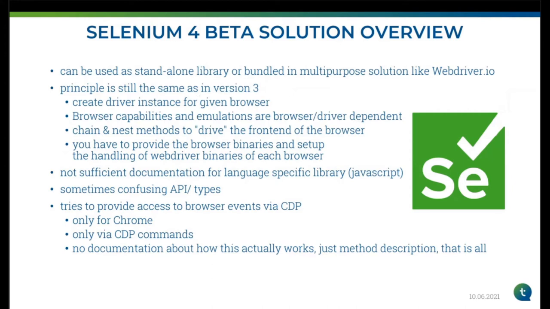Selenium. Everyone knows Selenium, so very, very quickly: I used the Selenium beta library for this workshop. However, the principle is the same. You create a driver instance for the browser, you set up some capabilities or emulation if you need, and then you chain and nest methods to drive the front end of the browser to do what you want. And you need to set up the browser binary, set up the web drivers, and so on. What I would point out, comparing to Cypress or Playwright, is that the documentation of Selenium, and specifically the JavaScript library, is very poor. And sometimes, this is a personal opinion, you don't have to agree with it, it has a confusing API or types.